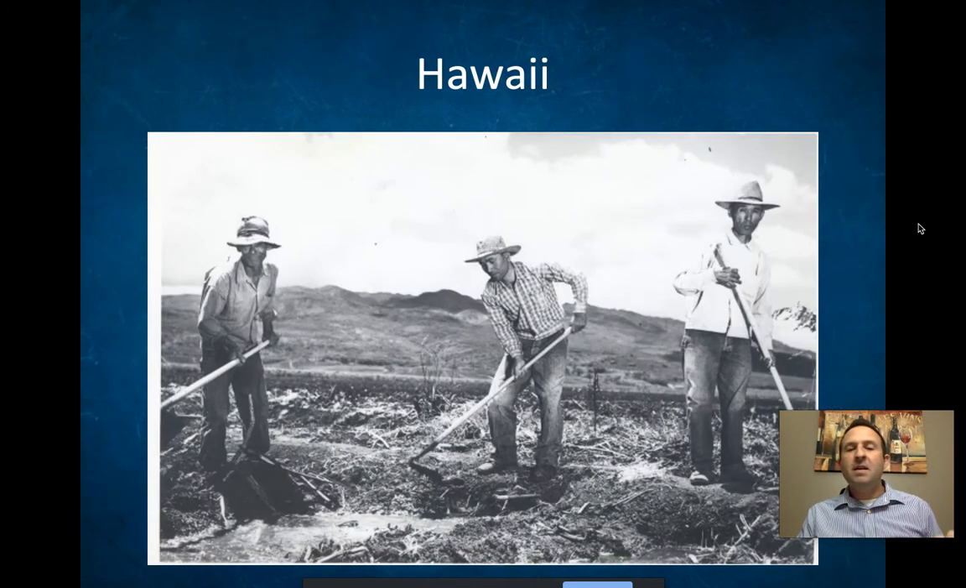Now, while Alaska was seen as a folly, or initially that is, the more important step than Alaska became one of my favorite places in the world, Hawaii. Now, I love Hawaii for a number of reasons. Number one is I got married there. Love Hawaii.